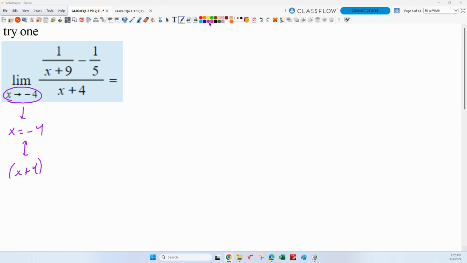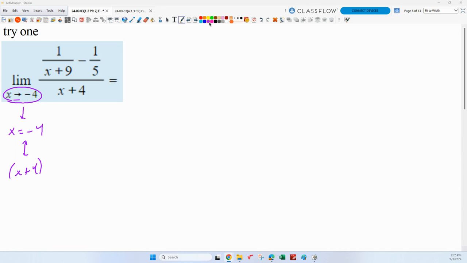So we already know. Now, I really want to know where you are in this. Give me a 1 to 5 on that concept. The concept of knowing that when all the dust settles, what has to cancel is an x plus 4, because I'm approaching negative 4, and that's what's causing 0 over 0. Okay? So we can anticipate.